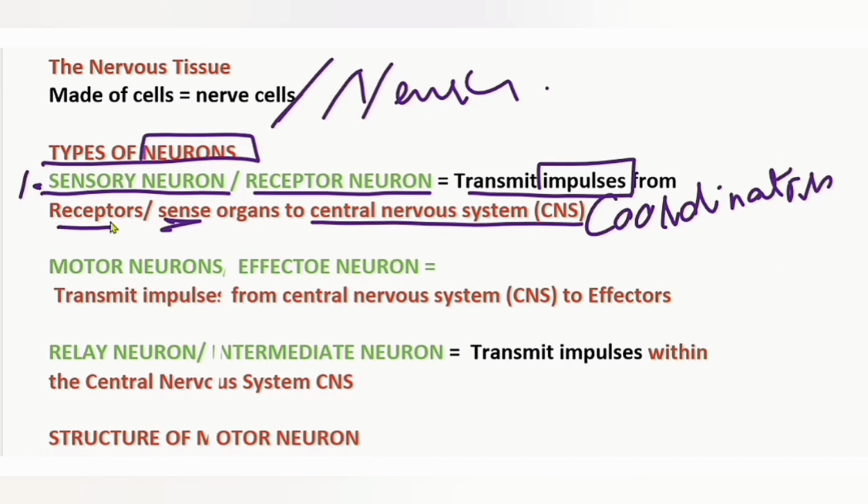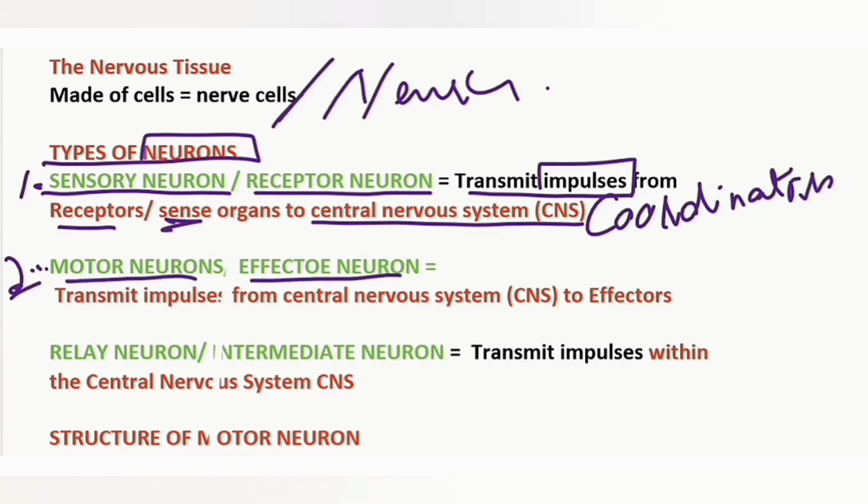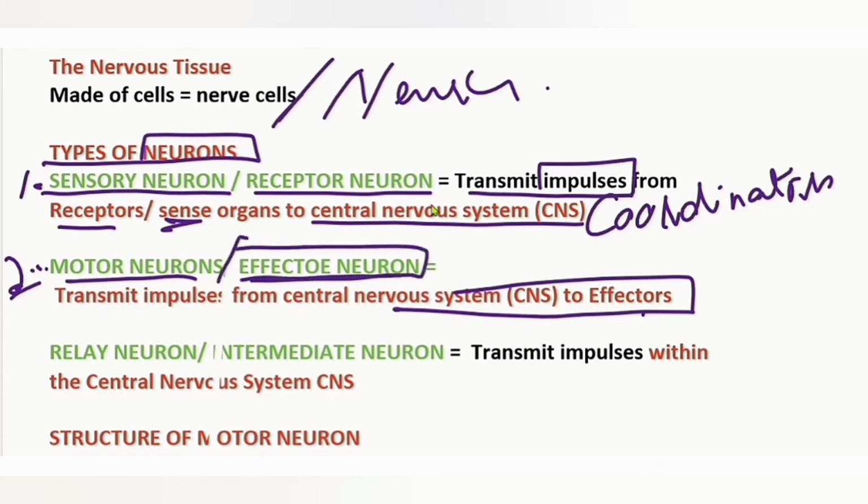Then we have motor neurons, the second type of neuron. Motor neurons transmit impulses from the central nervous system to the effectors. From the brain or spinal cord, they transmit impulses to the effectors, to muscles or glands, which have to produce a response or action according to the message sent by the brain or the spinal cord. The motor neuron is also known as the effector neuron. So try to learn these two names mentioned here for these neurons.